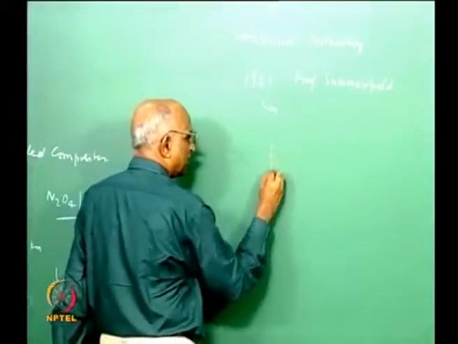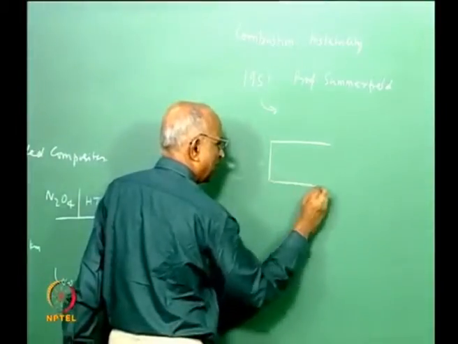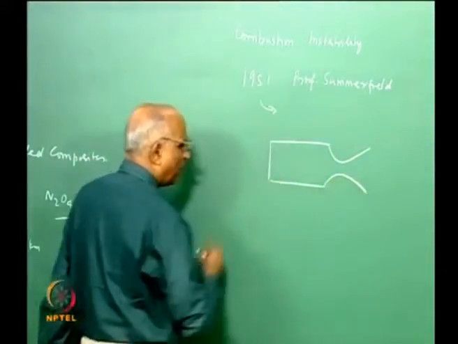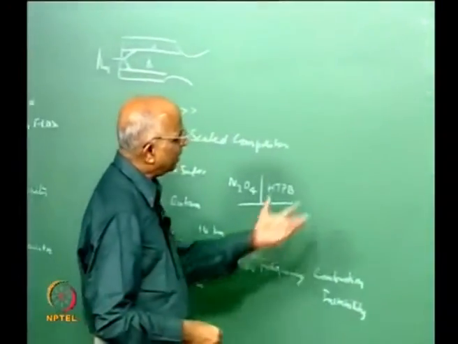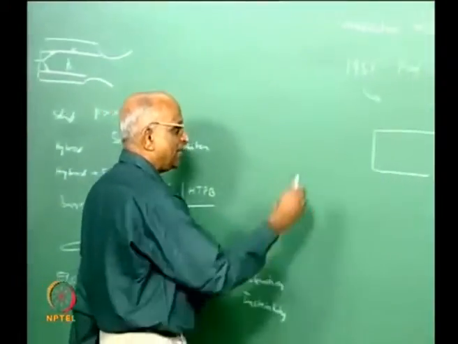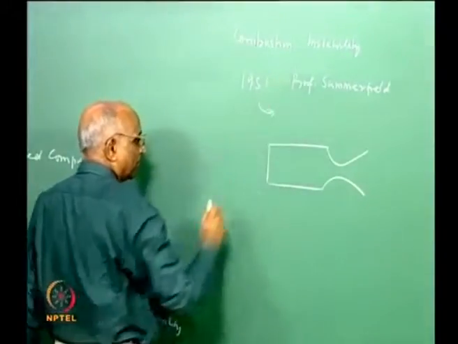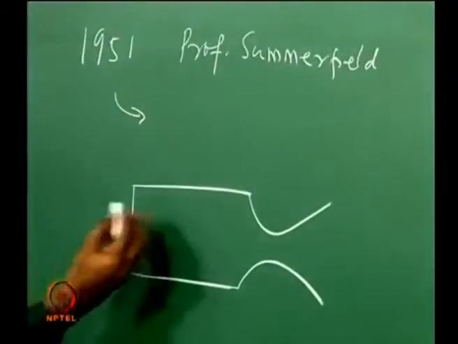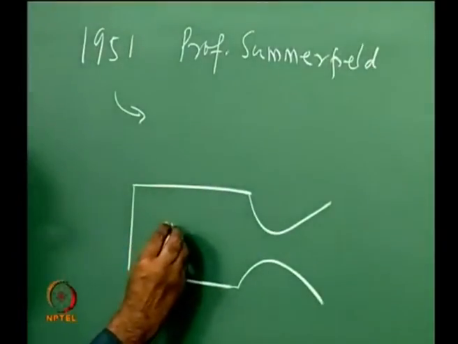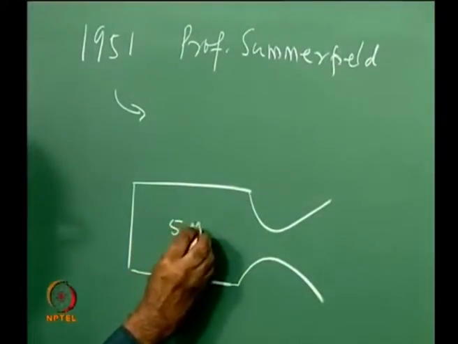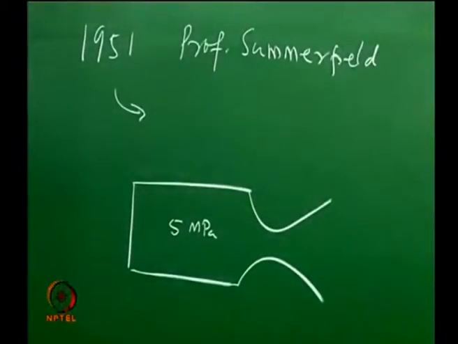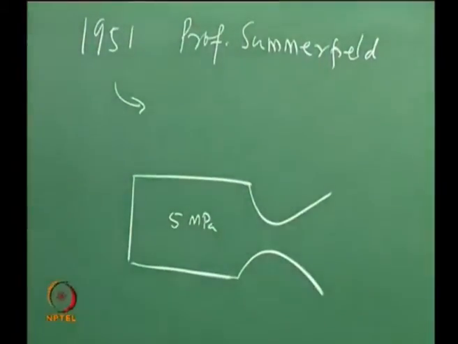I modify the numbers because his numbers were in the FPS system and not that easy to work on the board. Maybe I take a typical liquid propellant rocket, but as I say, I follow what Professor Summerfield did in his particular paper. He says, let's have a liquid propellant rocket. Let the mean chamber pressure be 5 MPa, 5 megapascal. 5 megapascal is something like a chamber pressure of 50 bar.